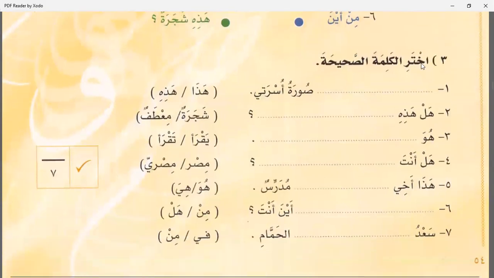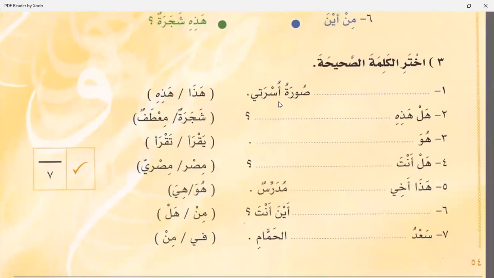Then ikhtaril kalimata sayya, choose the correct word. So you have two options, you need to choose the correct one. So surah is a feminine word, so we will choose hazihi. هذه صورة أسرتي. This is my family picture. So in this way, you will choose the right word here.